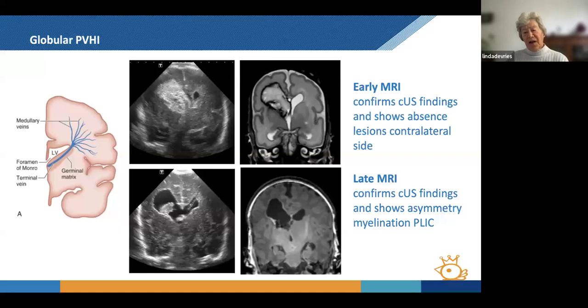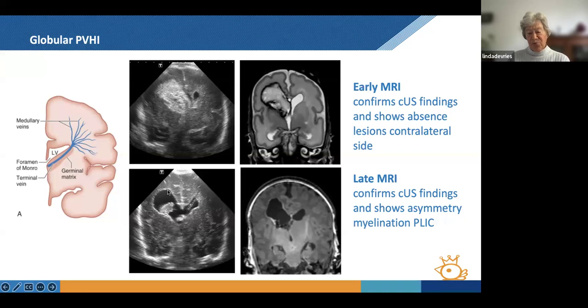So on the early MRI, you just see a confirmation of the lesion, but I also like to see that the other side, which the baby is now dependent on, is actually not injured. And here we see that this is the case. It's purely the right hemisphere that has this large hemorrhage.